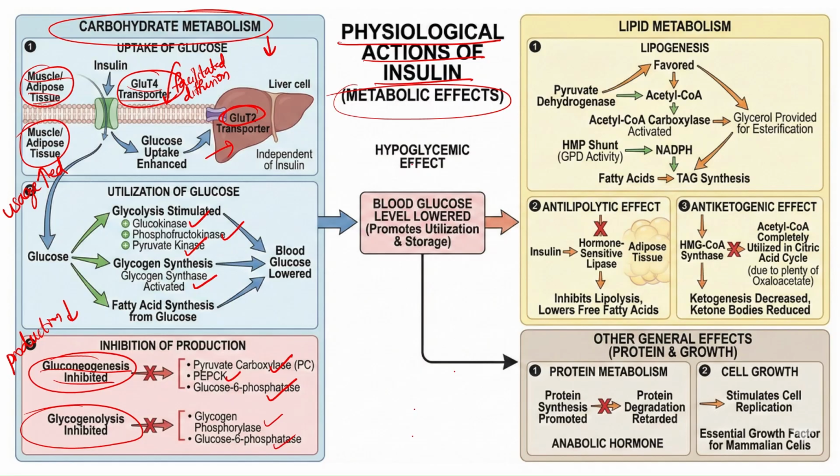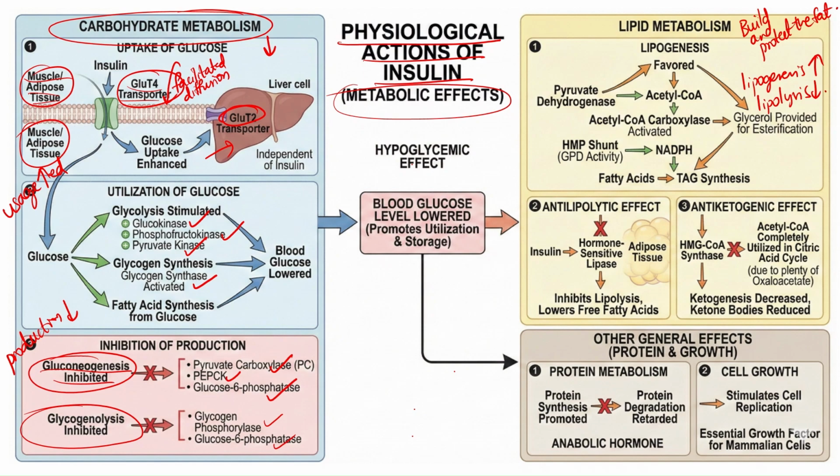Next, coming to the lipid metabolism. Lipid metabolism basically will build and protect the fat. That's how we can describe it. Insulin is highly efficient at promoting fat storage, that is lipogenesis. Lipogenesis is increased and lipolysis, the fat breakdown, is prevented.